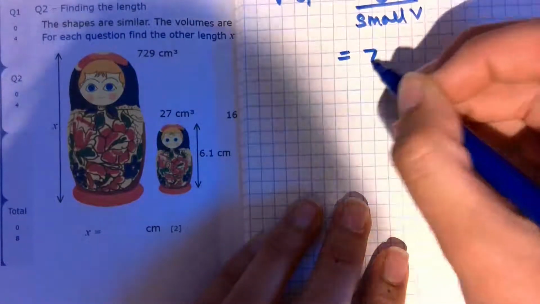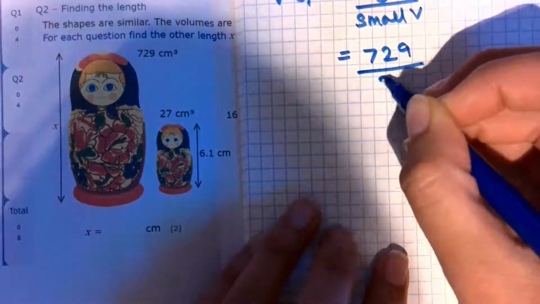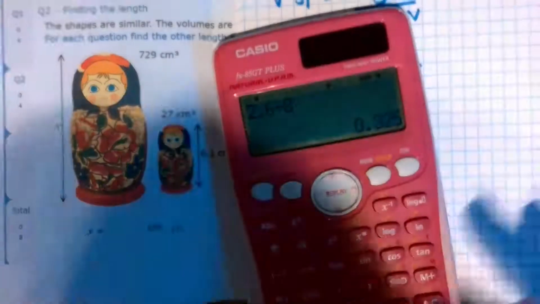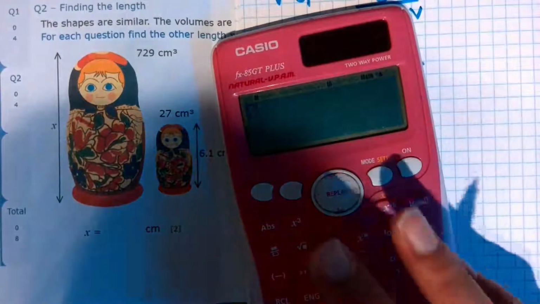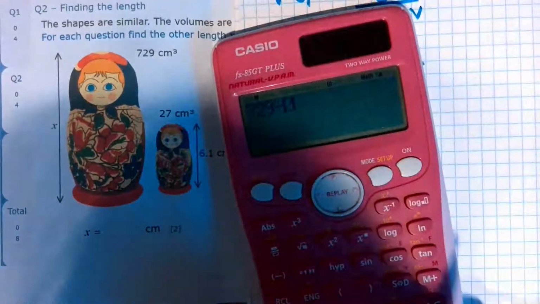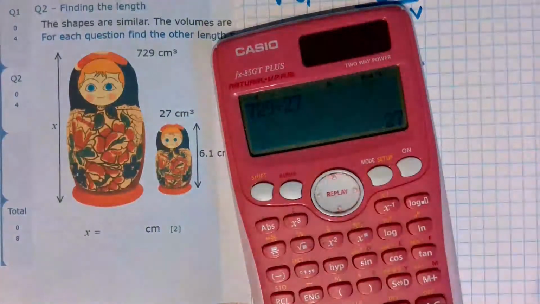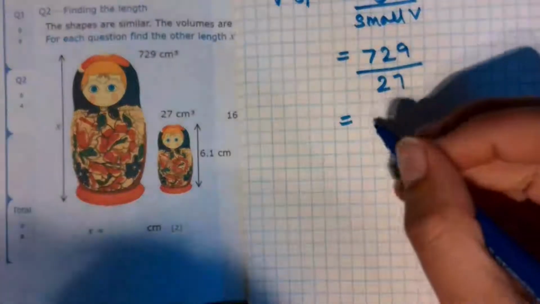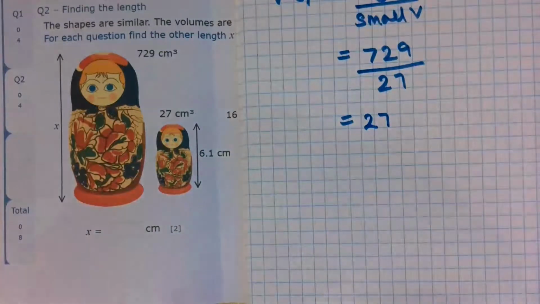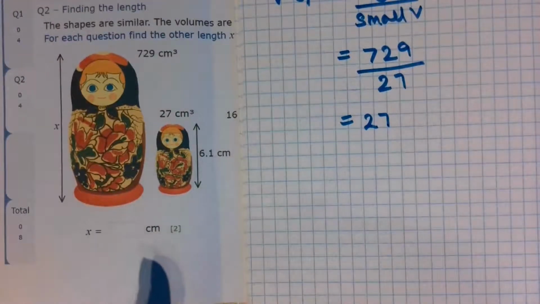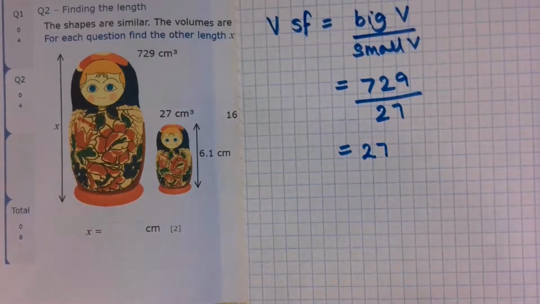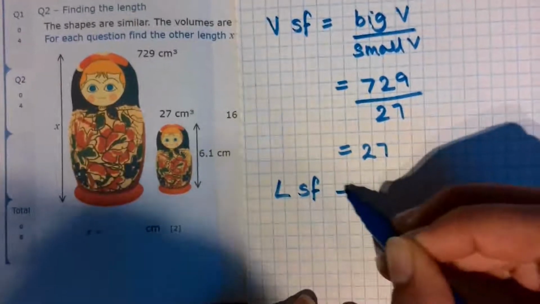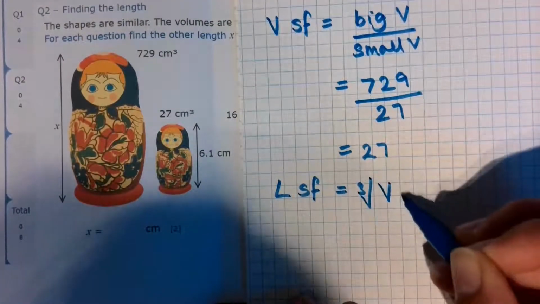The big volume is 729, the small volume is 27. If you're very good with your powers of 9, you might be able to do that in your head. I might be able to if it was 9 o'clock on a Sunday evening, but the answer is 27. So the volume scale factor is 27. Now remember, to get the volume scale factor, we cubed the length scale factor. So to go back the other way, if we want to find the length scale factor, we need to find the cube root of the volume scale factor.